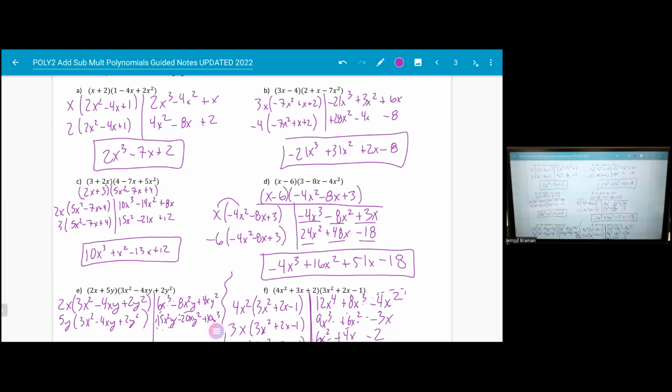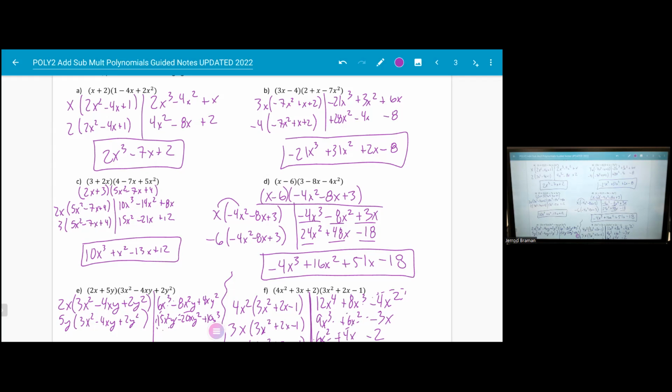All right, as I bring you back, we check A, B, and C. A ends up being 2x cubed minus 7x plus 2. That's because your negative 4x squared and positive 4x squared simplify to 0. B ends up being negative 21x cubed plus 31x squared plus 2x minus 8. And letter C ends up being 10x cubed plus x squared minus 13x plus 12.